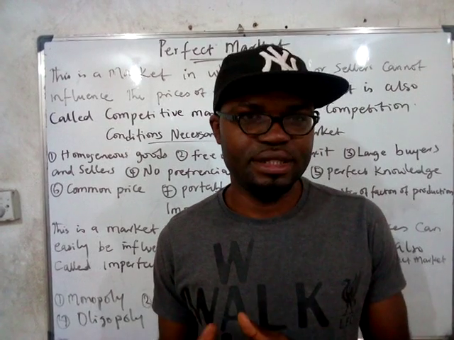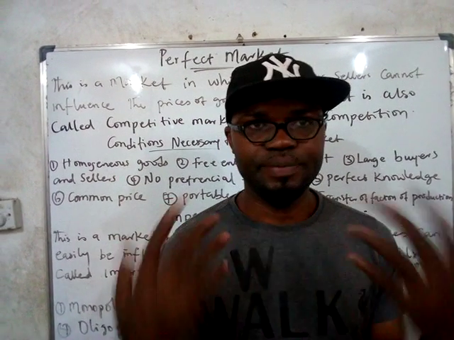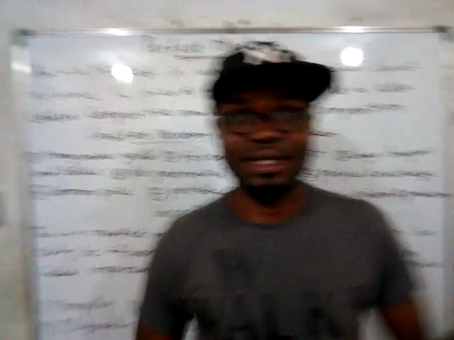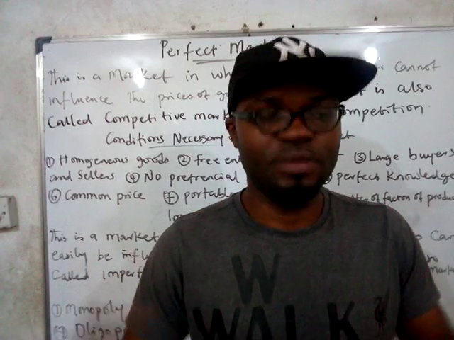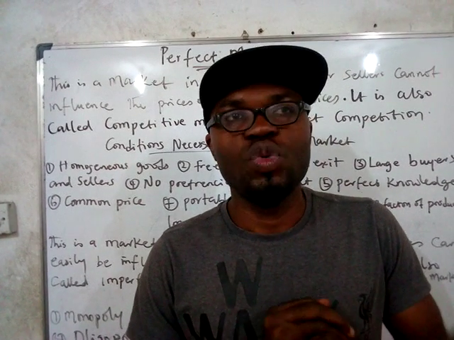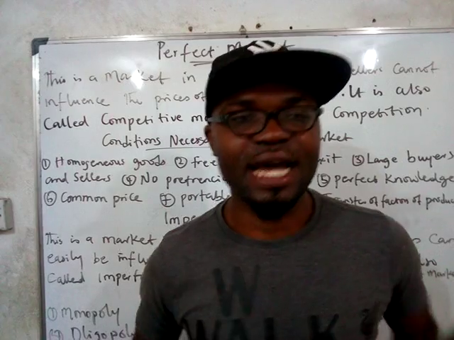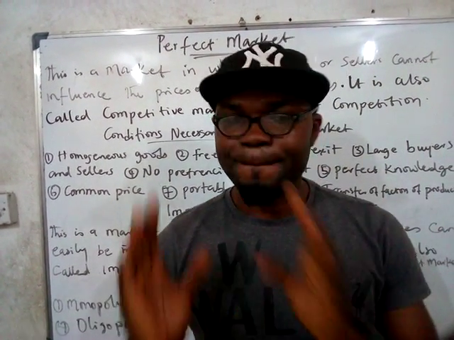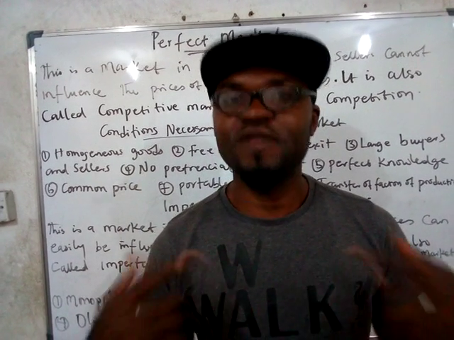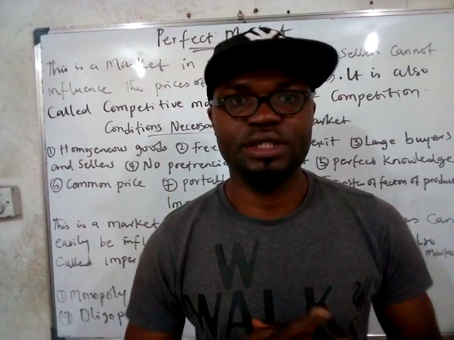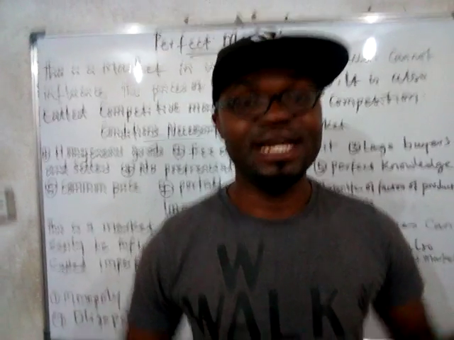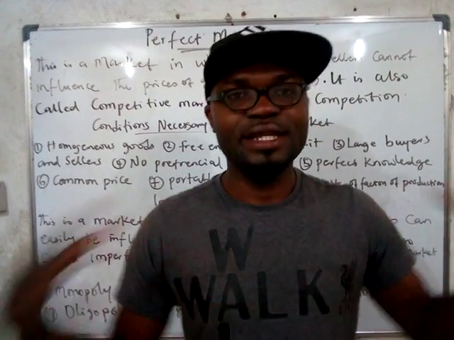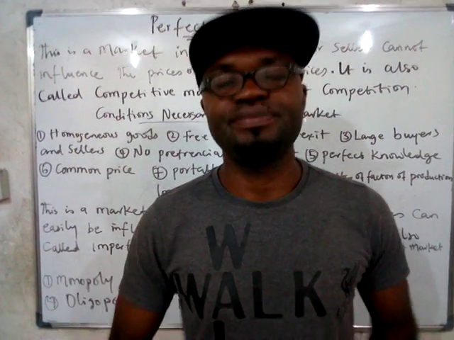Today we are going to be looking at the different classifications of markets based on prices, based on who determines the price, based on whether buyers and sellers can determine the prices of commodities. Now, we have what we call perfect and imperfect markets. In a perfect market, buyers and sellers don't have influence on the price of the commodity. But in an imperfect market, the buyers and sellers influence the price of the commodity.